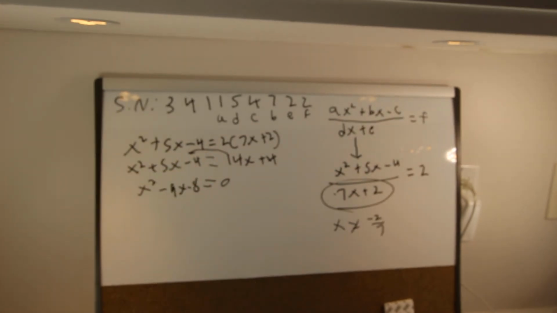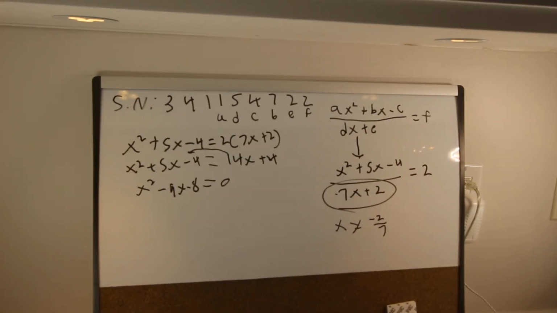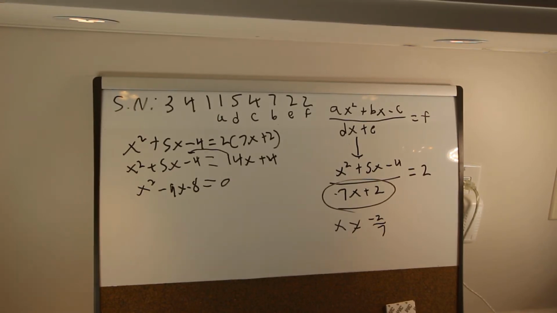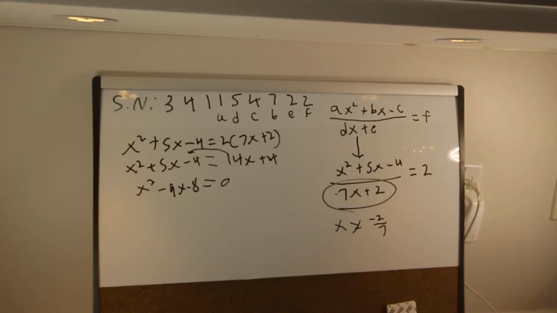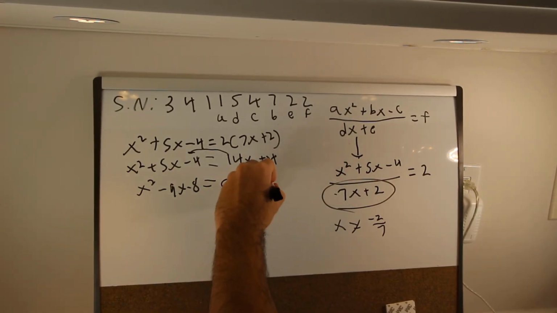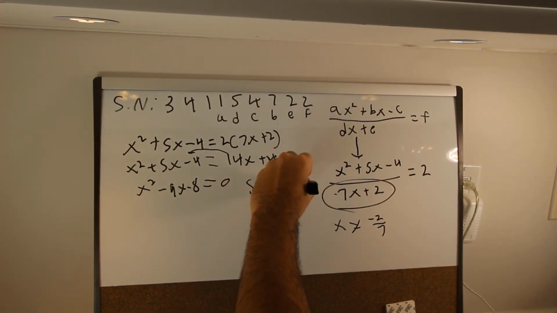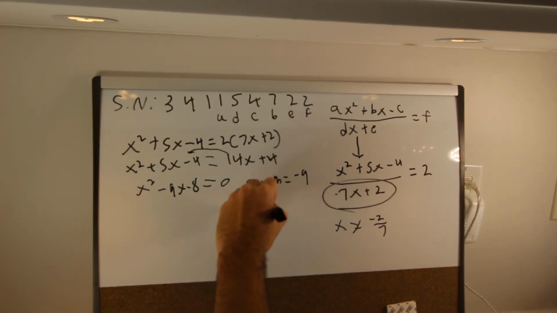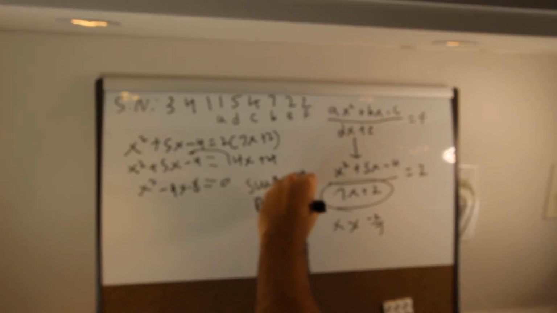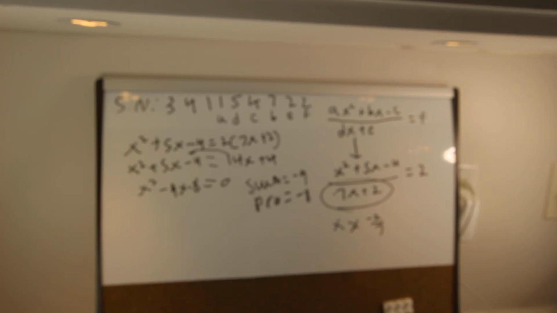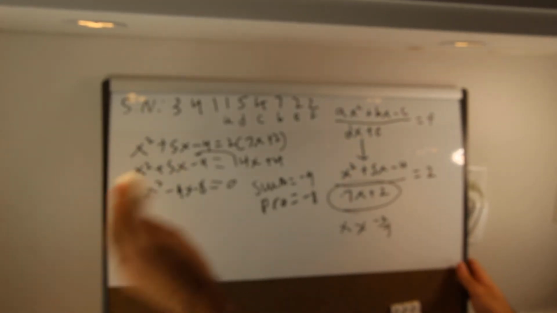minus 8. Now, to be able to find the values for x, to solve the equation, we can only do that through either factoring or by using the quadratic formula. The reason we can't do factoring is because there's no set of numbers that create the sum of negative 9 and make the product of negative 8. There is just no set of numbers that could do that. So we cannot just do normal factoring. What we have to do is use the quadratic formula.